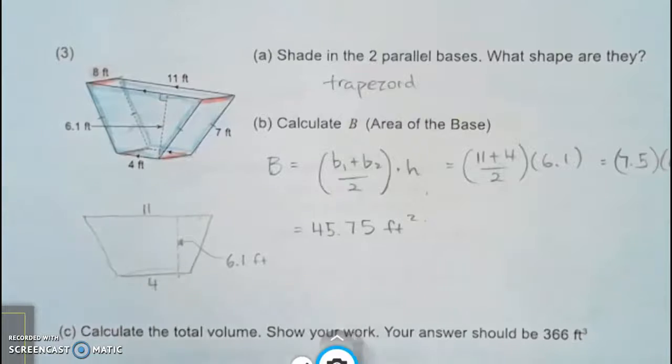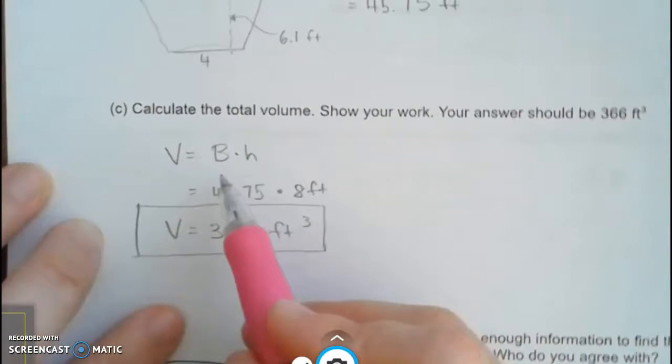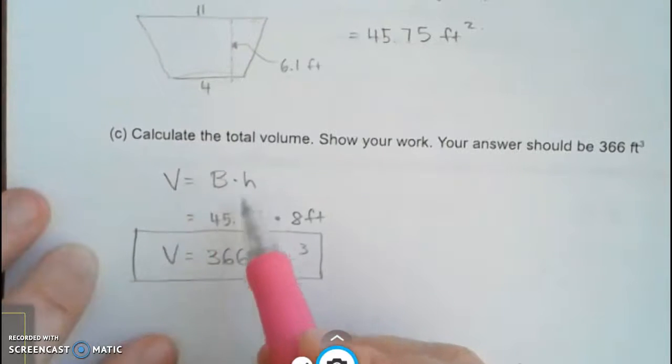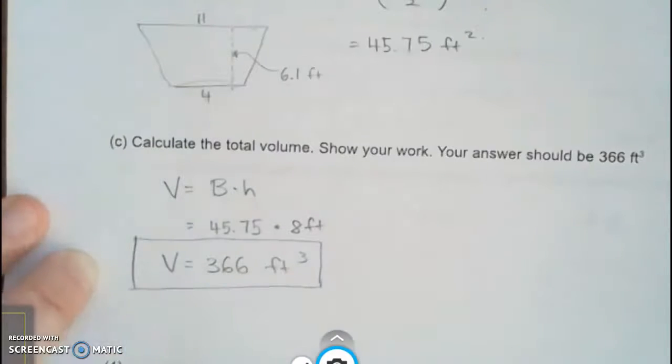Now that I've found the area of the base, I can find the volume. For that, you multiply the area of the base by height, which is going to give you 45.75 multiplied by 8 feet, which is 366 feet cubed.